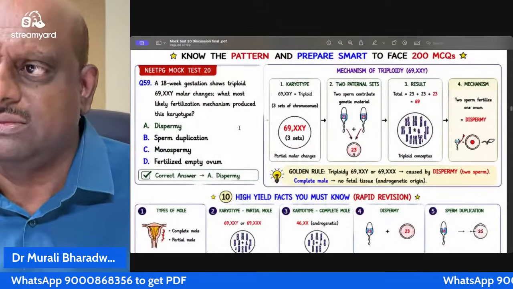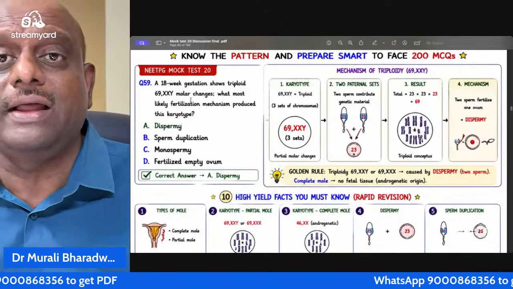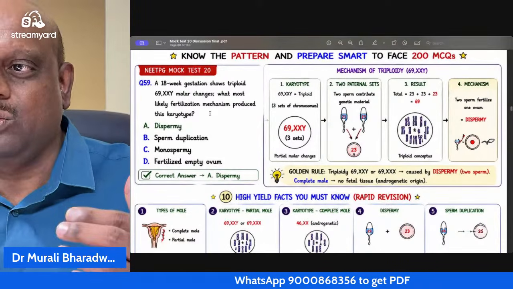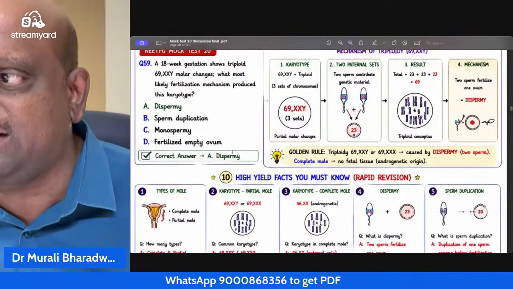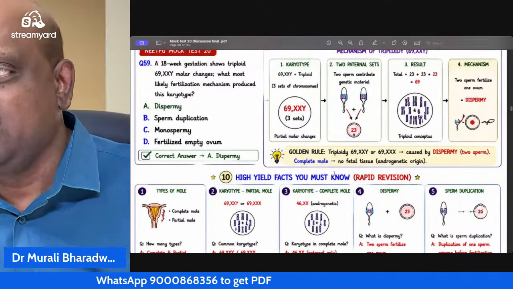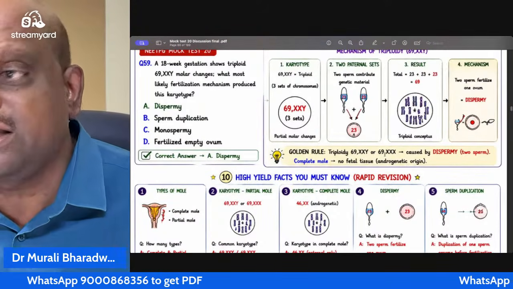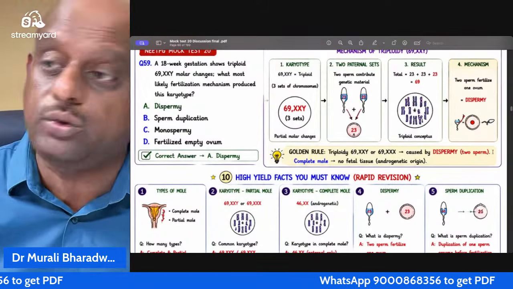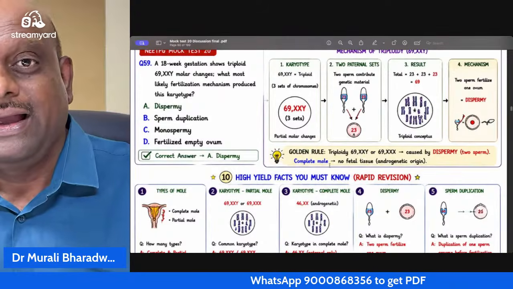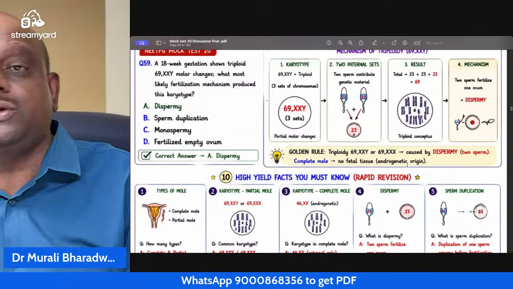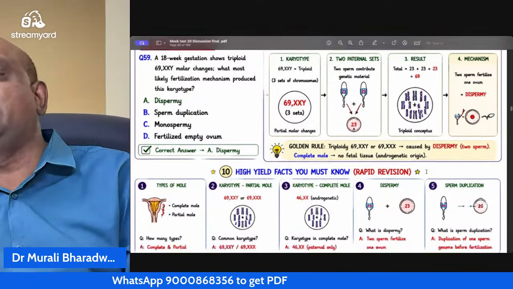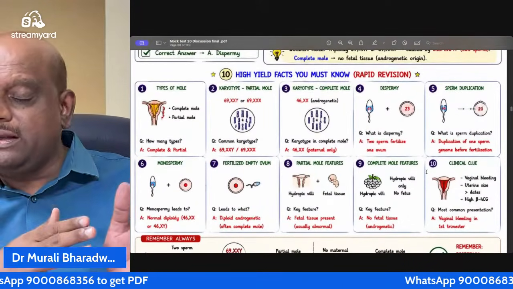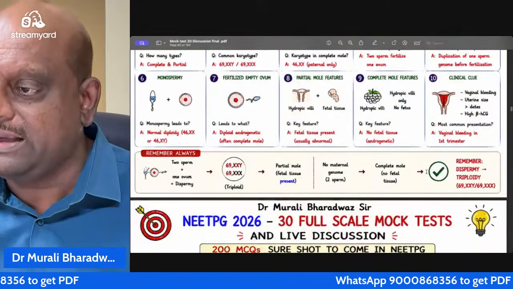An 18-week gestation, triploid 69 XXY, molar changes. So, what is the most important reason? It is the dispermy. 69 XXY or 69 XXX is caused by dispermy, two sperms. And a complete mole has no fetal tissue. It is all androgenetic in origin, is what you need to remember. Once more, molar pregnancy, partial and complete mole, is the favorite question of the examiner.